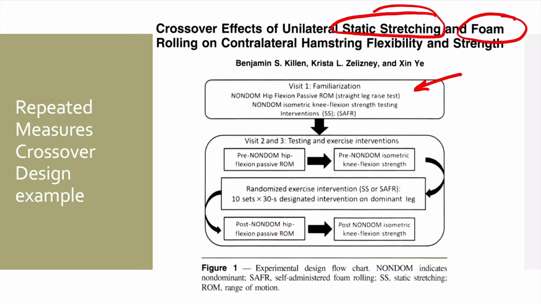They then performed their testing on 2 different visits. They would come in and do the testing once under one condition, and then a second time under the second condition. They would have these measures taken after each one, and so on. And the order of the treatments was randomized among the participants. So half the people did the static stretching treatment the first time they came for treatment. The other half did the foam rolling.